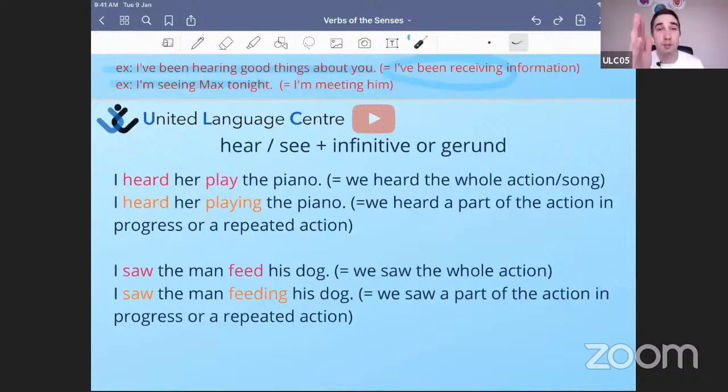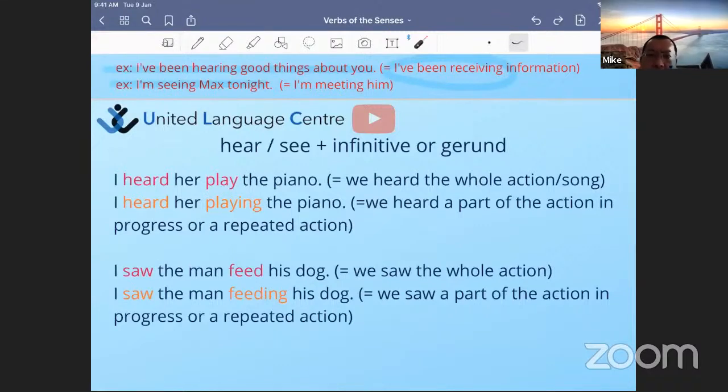Okay, but I saw the man feeding his dog. Maybe it was a repeated action. Hey, here's some food. Here's some food. Right? Either it was a repeated action or I saw it in progress.